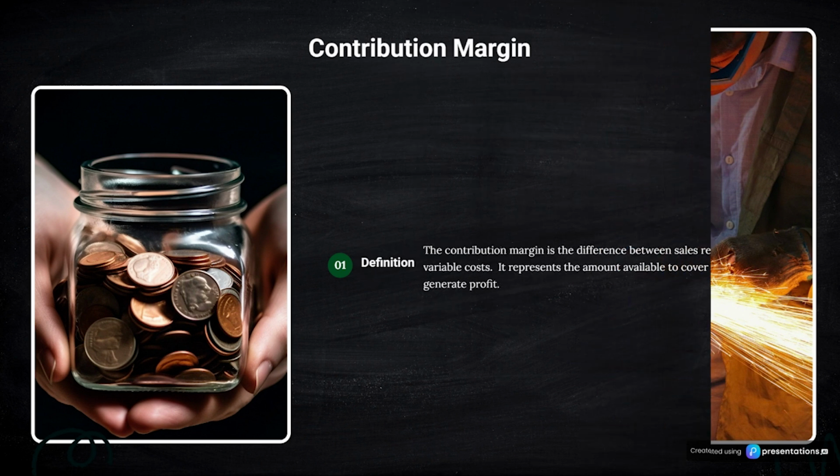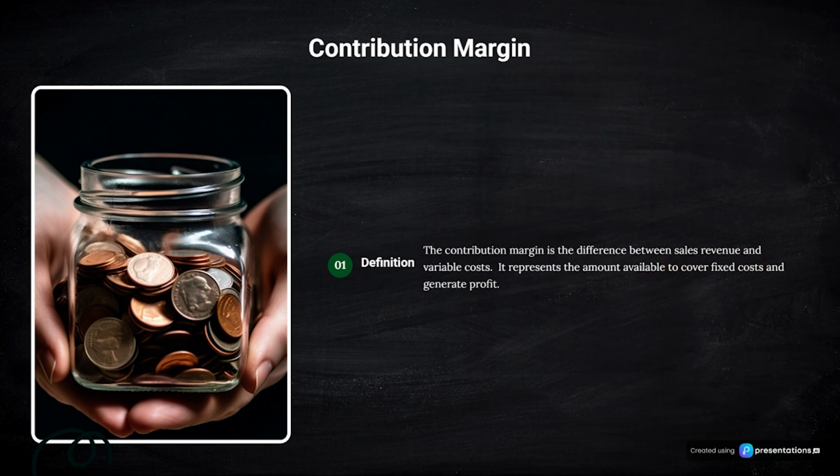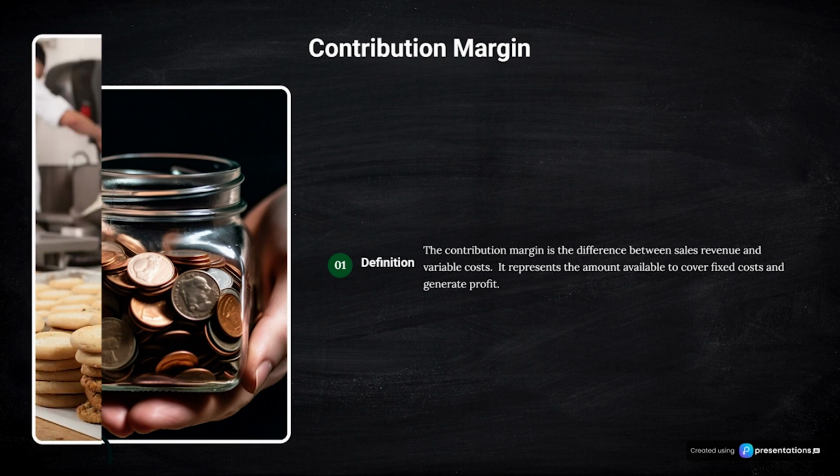The contribution margin represents the amount remaining after variable costs are subtracted from sales revenue. This margin covers fixed costs and contributes to profit. The formula is contribution margin equals sales revenue minus variable costs.